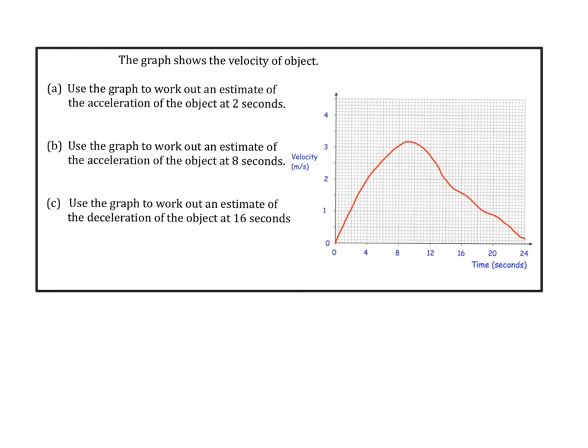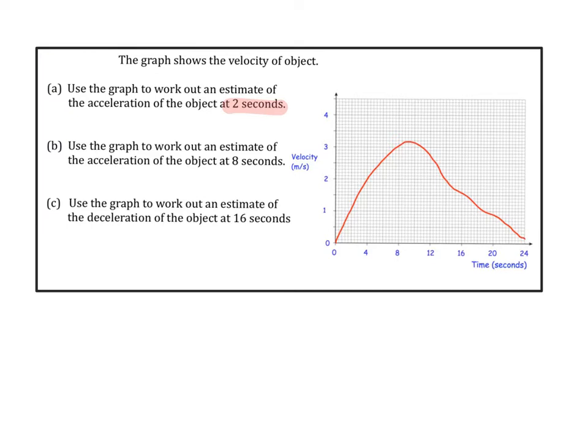So from the previous video we learnt how to find the acceleration by finding the gradient. Now I've got a problem here because I've got a curve. So the first part says use the graph to work out an estimate of the acceleration of the object at 2 seconds. That's really important. So I'm going to draw my line on at 2 seconds.